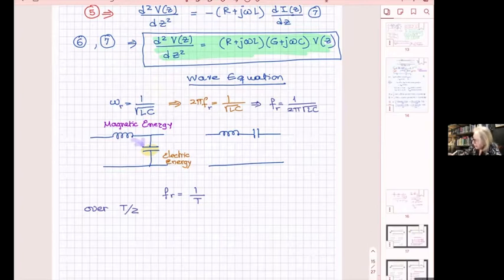So over half of the period, that's what is going to happen. Over the other half of the period, after all of the magnetic energy has become electric, the reverse happens. All of the electric energy goes back into magnetic. And that keeps going forever. That's what the resonant frequency means. Over a full period, the energy has gone from magnetic to electric and back. So do you understand now, from the physics point of view, what is happening?